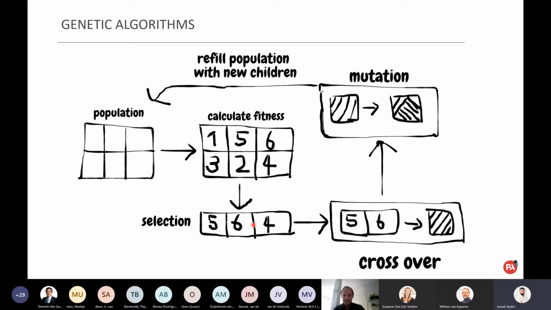And those parents, what you're going to do then is perform a crossover. This is also exactly what happens in cell division, where you have mitosis and meiosis, but now I'm getting a bit ahead of myself. This is what happens in sexual reproduction.